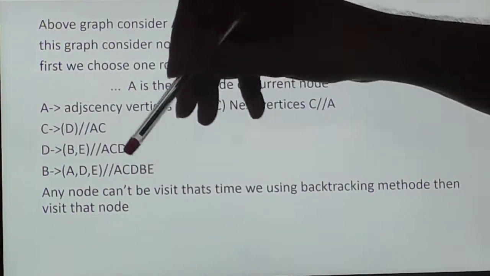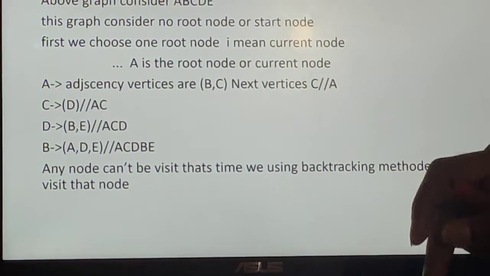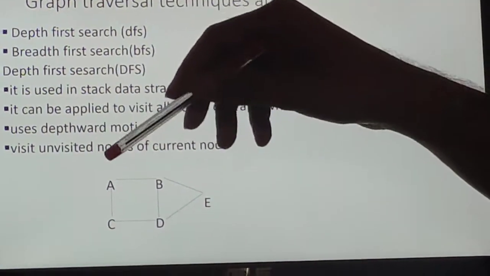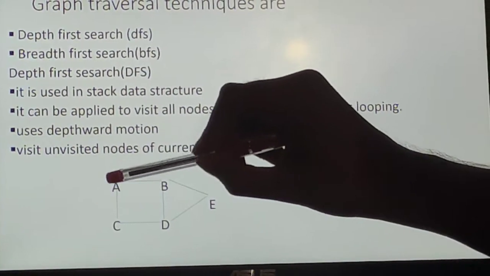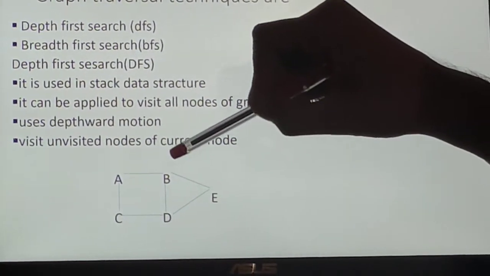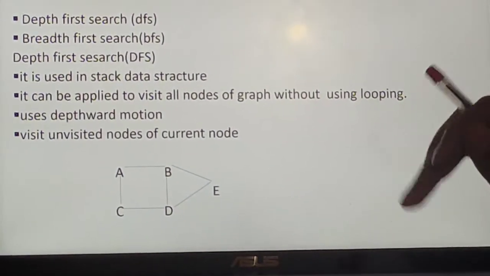That is the path of this DFS algorithm: A, C, D, B, E. Then this DFS method can be used to visit all the nodes. A is visited, then C, then D, then B, then E visited. This is a complete DFS algorithm applied.